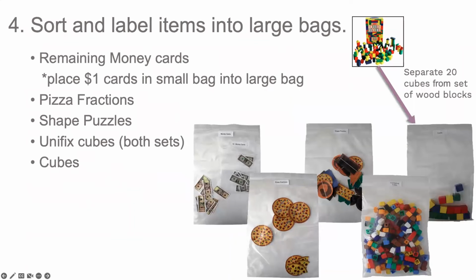Next, place the following items into the large plastic zipper bags. The remaining set of money content cards, be sure to cut out the bills and place them in the large bag. Once completed, you can then take the bagged $1 money cards that are in the small sandwich size bag and place them within the large money card bag. So now your money card set is together, but your $1 cards are easily located.